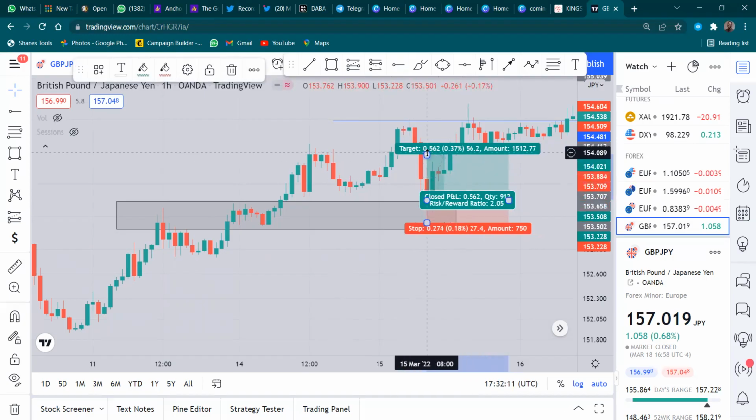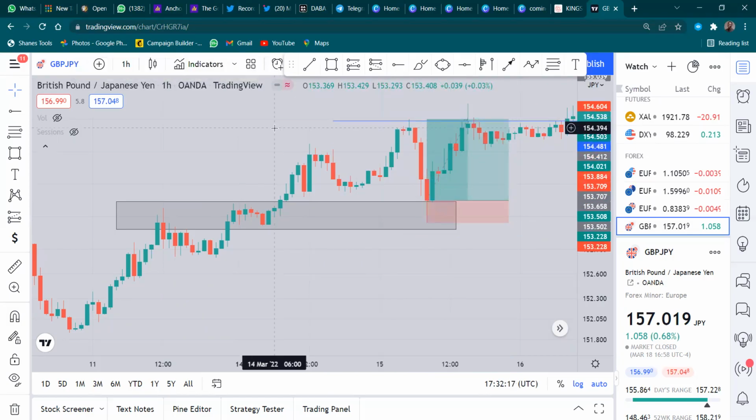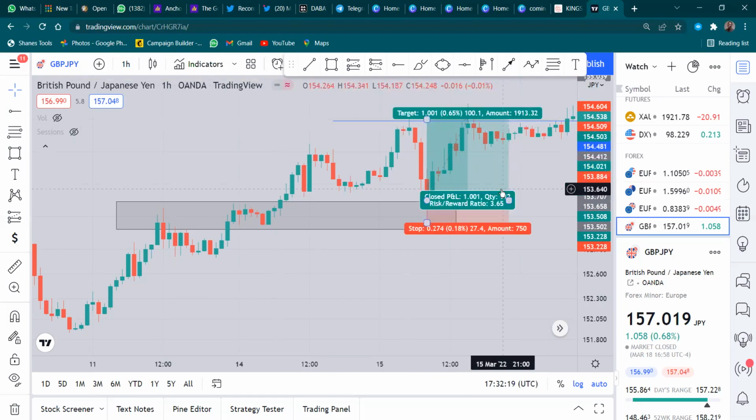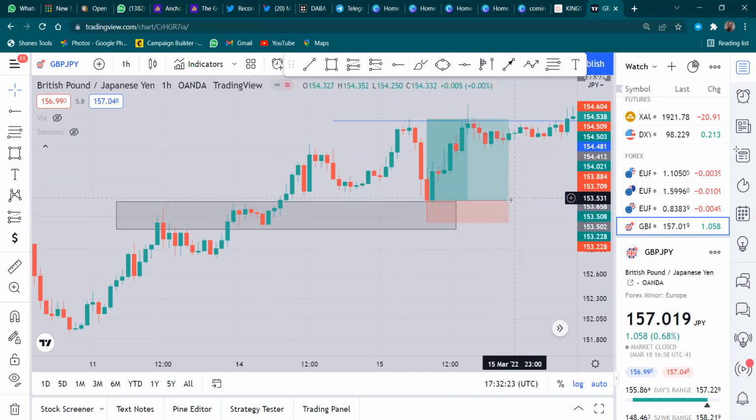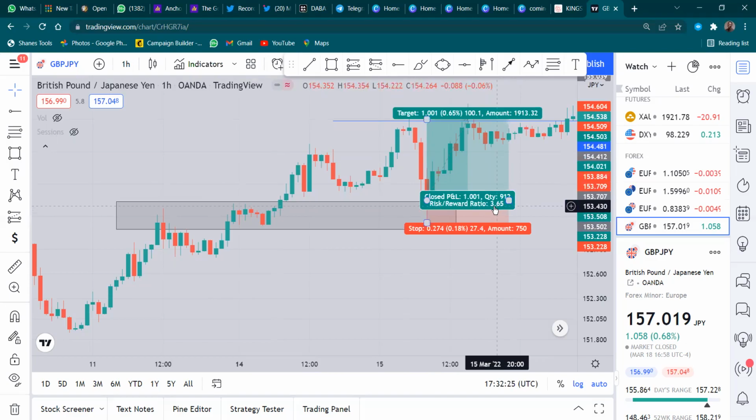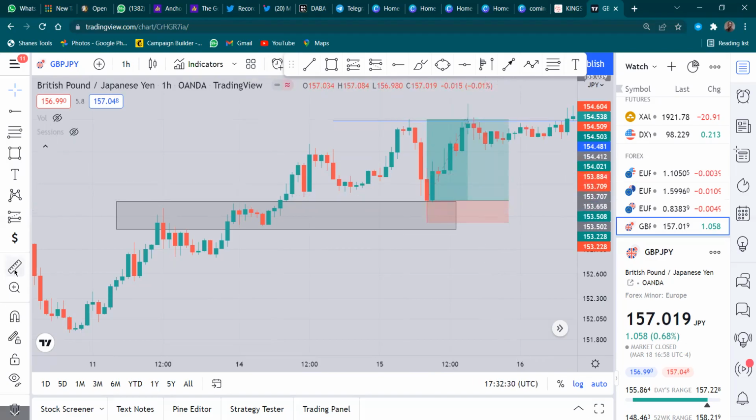As you can see, the market moved in that direction, and then it took profit straight away. And what are we risking here? We are only risking a small pip here. This is a 1 to 3.65 risk to reward ratio. So that means that we are only risking.